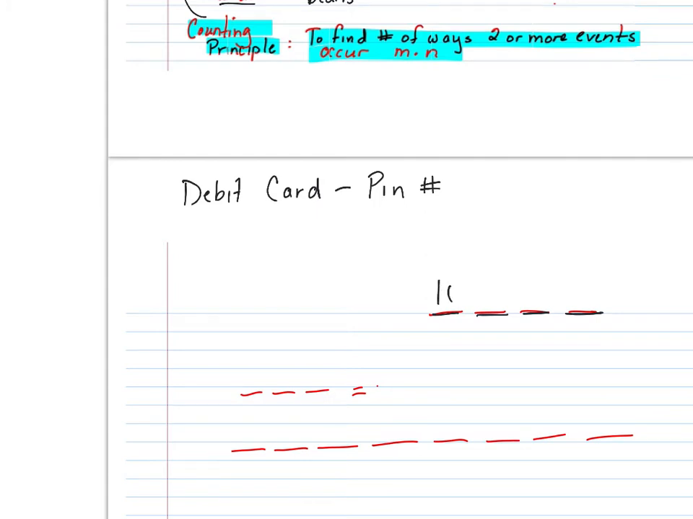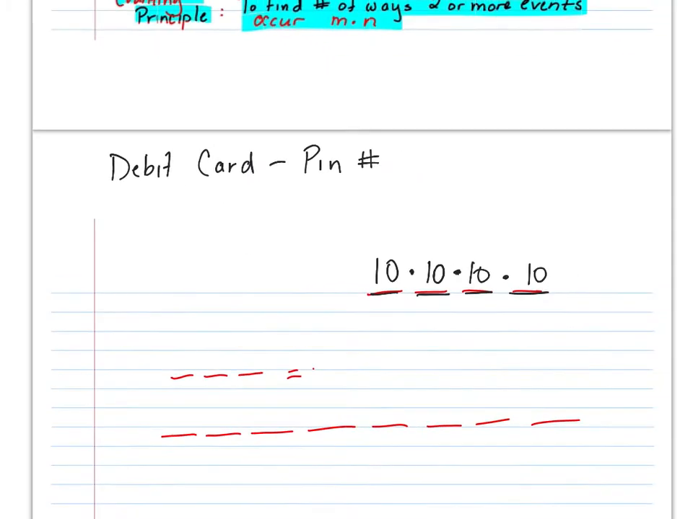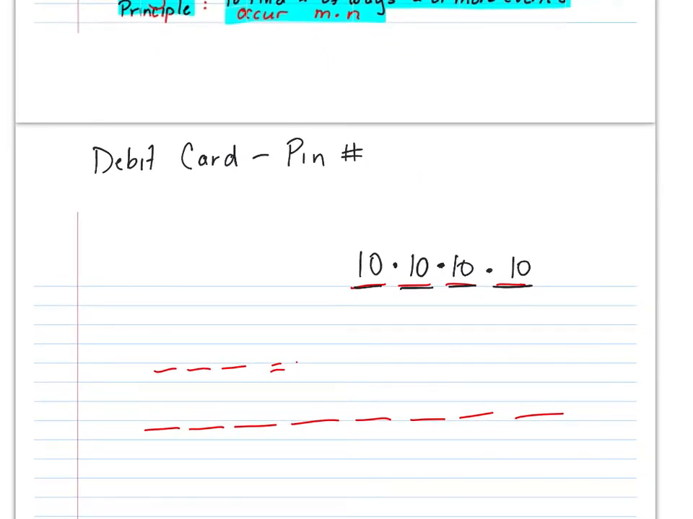Digits to choose from for the first number in my PIN. How many do I have for the second one? No, because if we can use them repeatedly, there's still 10. How many do we have to choose from for the third one, Piper? 10. And then the last one, Christian? 10. So how many outcomes would there be for my PIN number, Jackson? 10,000.